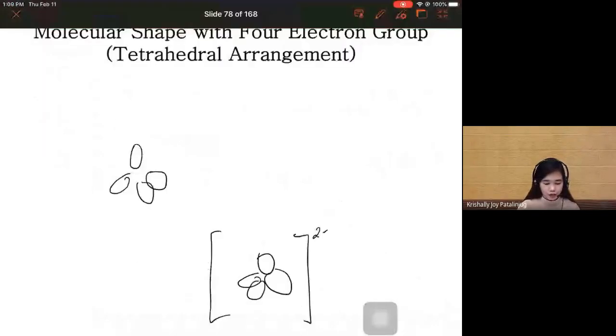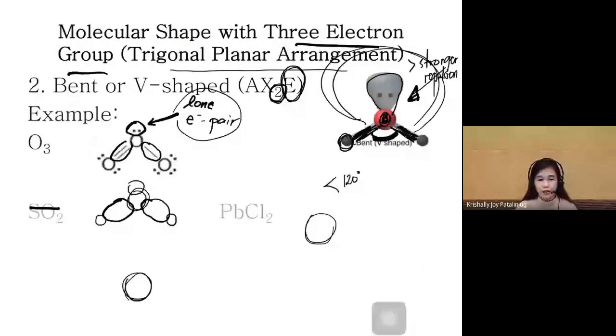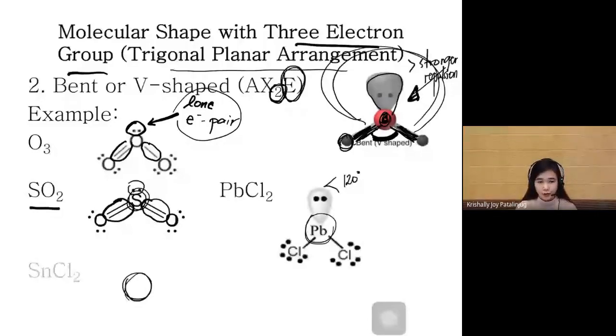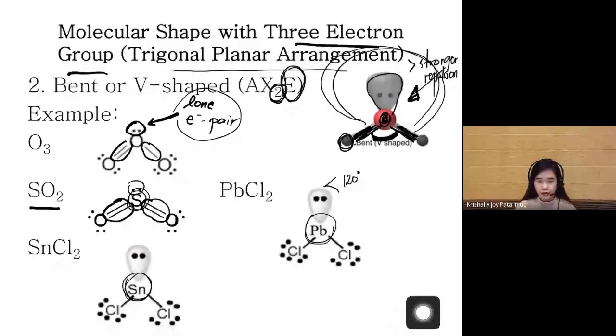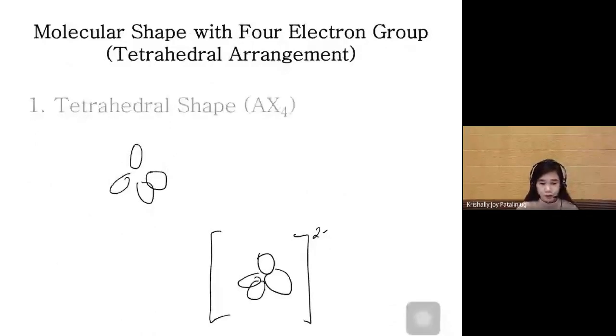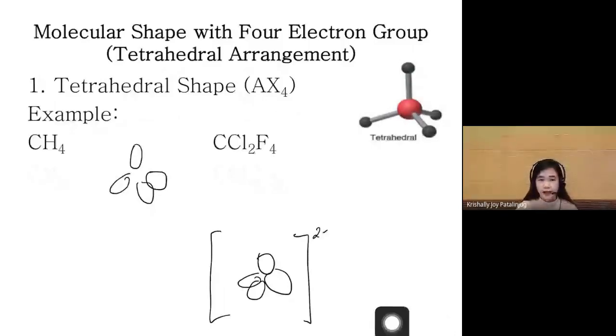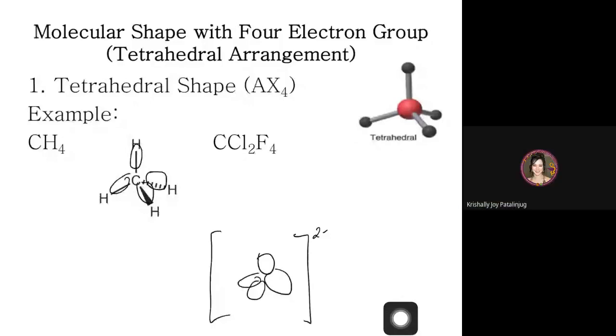Okay? So, here we stopped, right, at molecular shape with four electron group arrangement. Okay? With four, there are three possible shapes. With four electron groups surrounding a particular central atom in a molecule, the first shape is when all four electron groups surrounding a central atom are bonding groups, that will produce, or give rise to, a tetrahedral shape.